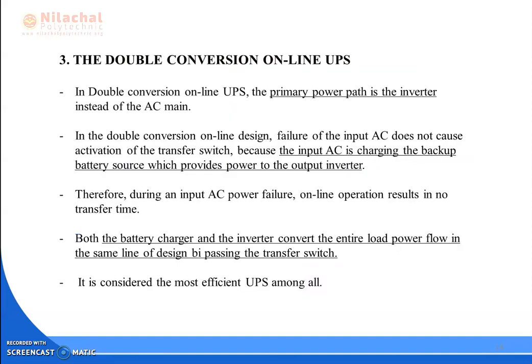So we can summarize it as: in the double conversion online design, when there is failure of AC, it does not cause activation of the transfer switch, or we can say the entire transfer switch is bypassed in double conversion online UPS, because the input AC is charging the backup battery itself by using a rectifier, and the battery provides power to the output inverter by converting the stored DC to AC form so that the system can use it.